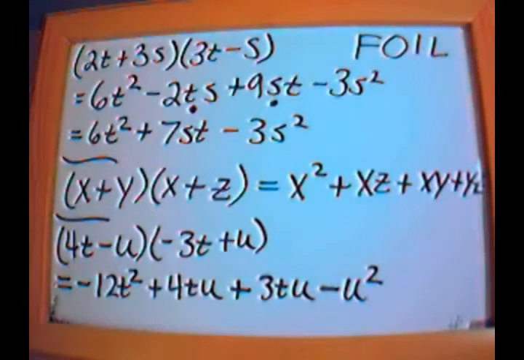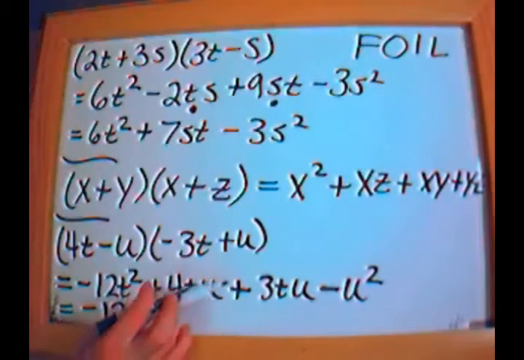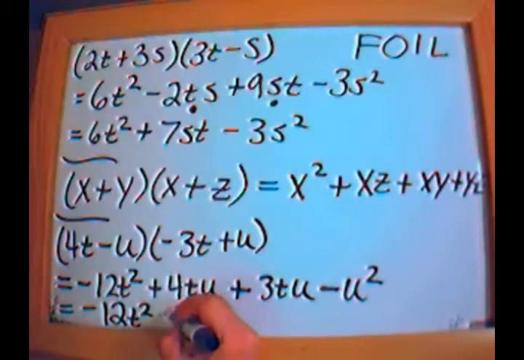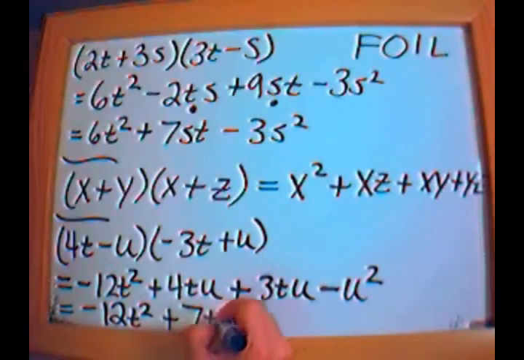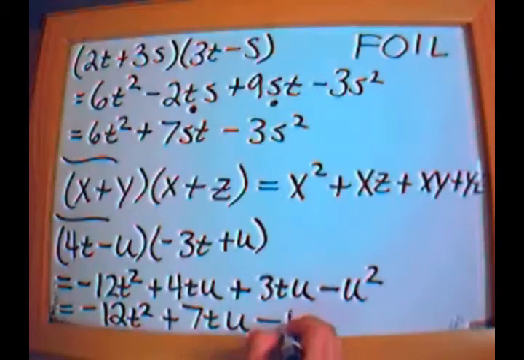Okay? And I can go ahead and simplify this. This is going to equal negative 12t squared. 4 tu's and 3 tu's gives me 7 tu's. And then the minus u squared just comes along for the ride. Okay?